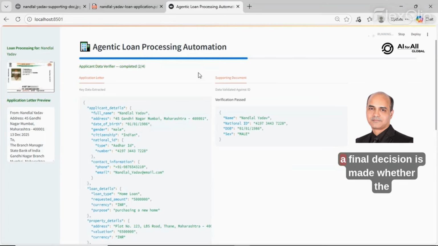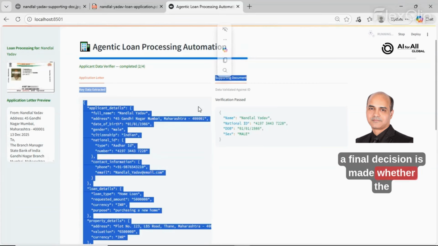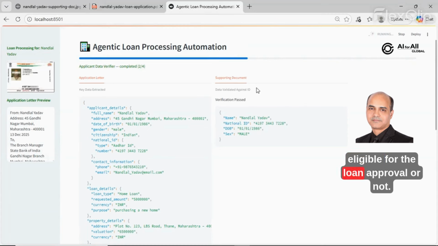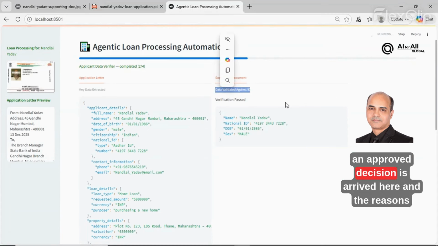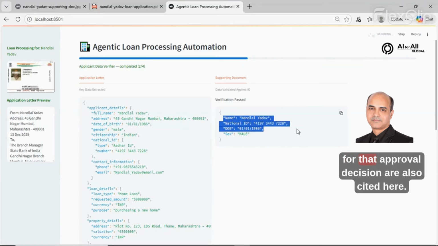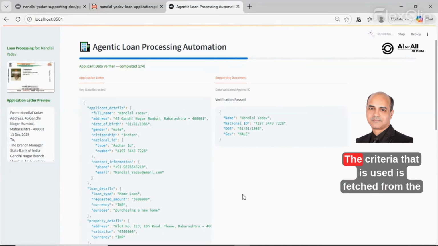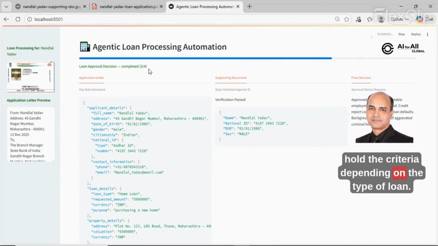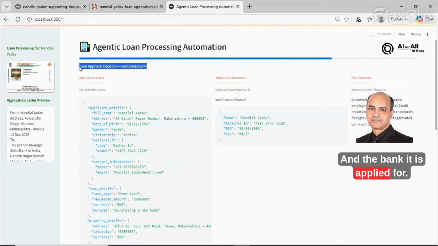In the third stage, a final decision is made whether the applicant is eligible for the loan approval or not. So based on that, an approve decision is arrived here, and the reasons for that approval decision are also cited here. The criteria that is used is fetched from the Quadrant database, and Quadrant database will hold the criteria depending on the type of loan and the bank it is applied for.